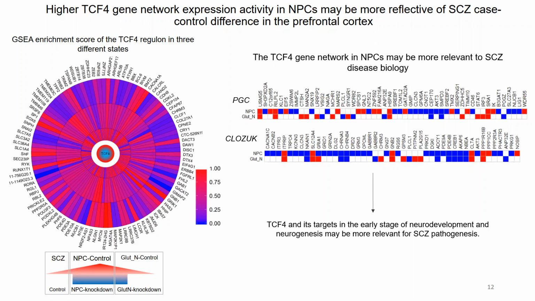In addition to all these, we also intersected the GWAS hits from 2 credible resources, the PGC, or Psychiatric Genomics Consortium, and also the CLOZUK Consortium, and found that a large number of these genes are predominantly dysregulated in neuronal progenitor cells rather than glutamatergic neurons when we repress the expression of TCF4. Now, from this, we can conclude that TCF4 and its regulons in the earliest stage of neurodevelopment may be more relevant to schizophrenia pathogenesis. However, additional studies should be conducted to further validate this hypothesis.